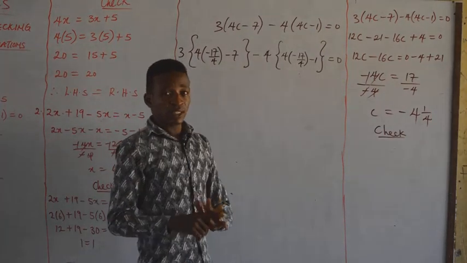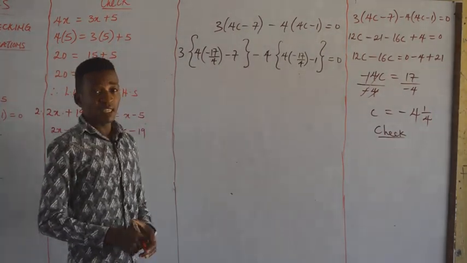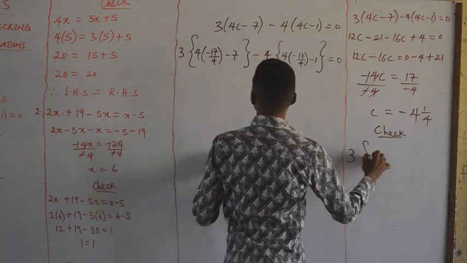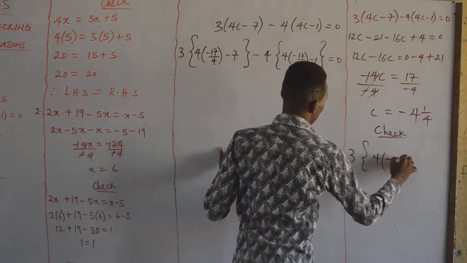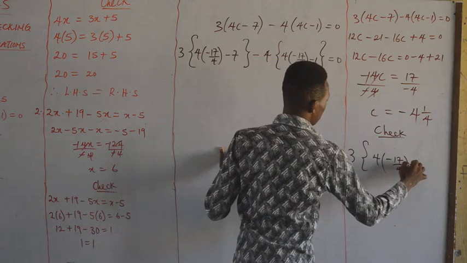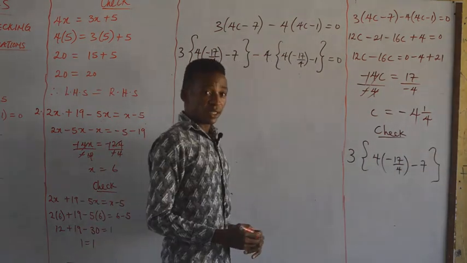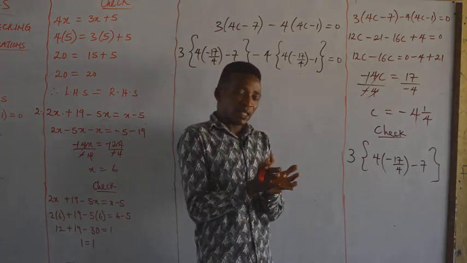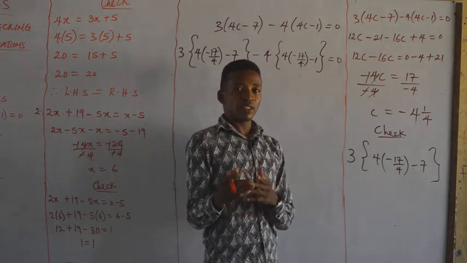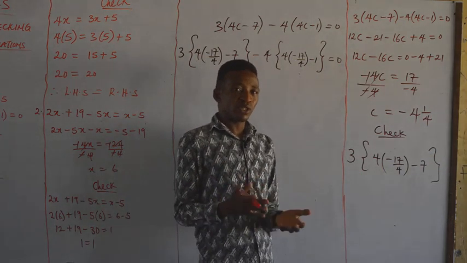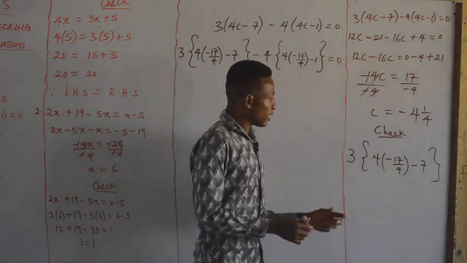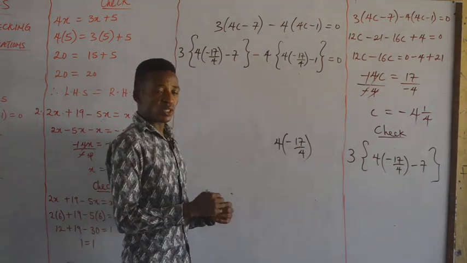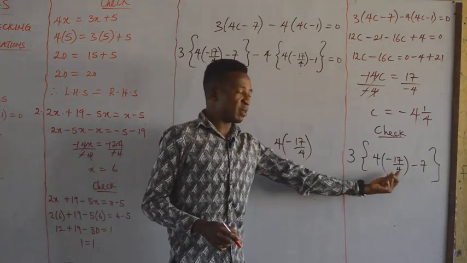Everything equals to 0. Now, since you have been able to do that, let's now take the brackets one by one. The first bracket we have there is 3 into brackets 4, open a bracket, minus 17 all over 4. Then close this, minus 7. That's the big bracket. But inside that big bracket you have a smaller bracket, and that was why I had to use the curly brace there to separate the two brackets, so that by the time you want to start solving, you start solving from the smaller brackets. The smaller bracket here says 4 into bracket minus 17 all over 4. So we solve this smaller bracket before bringing it to the bigger bracket.